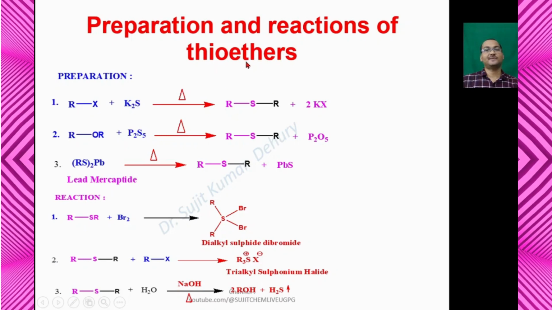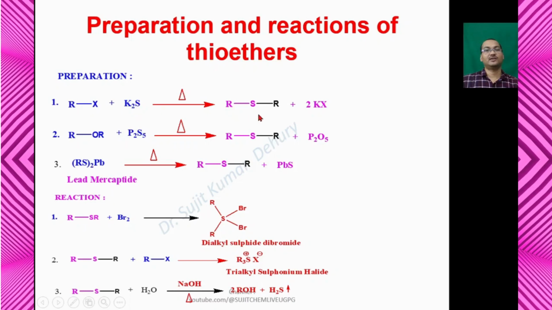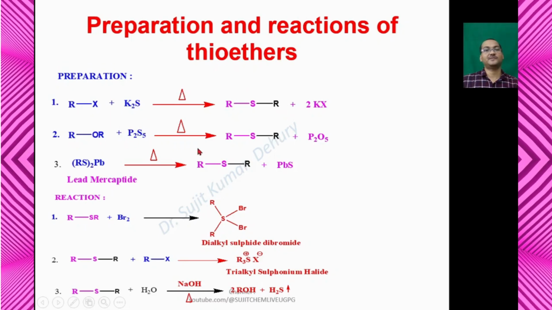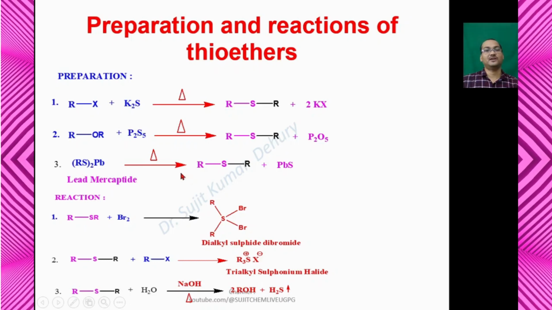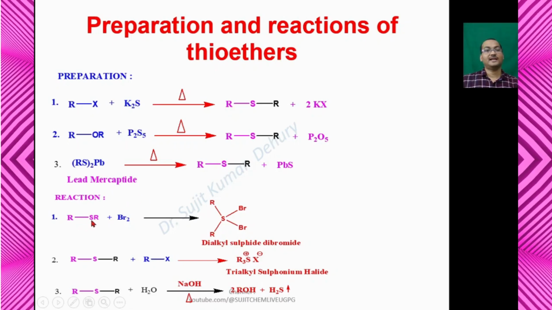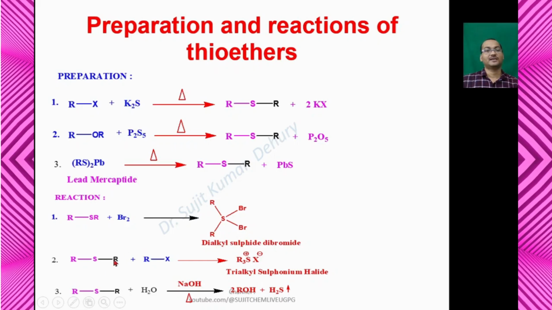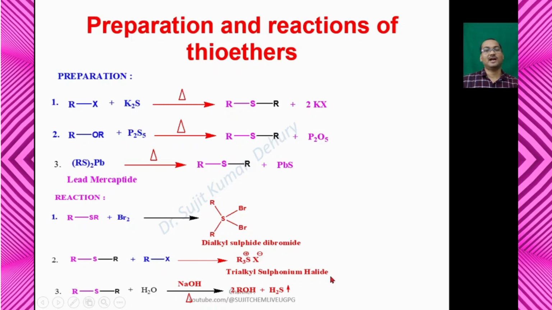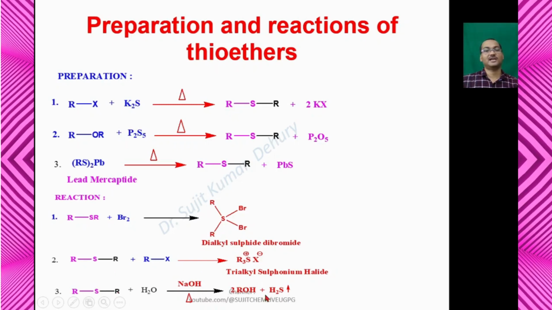Then preparation and reactions of thioethers. So if you start with alkyl halide and you react with K2S, you get RSR, thioethers. Similarly, ether can react with P2S5, giving rise to RSR, thioether. Similarly, (RS)2Pb, if you heat that, you get this thioether. Then reaction: RSR, thioether can react with bromine, giving rise to dialkyl sulfide dibromide. Similarly, thioether can react with alkyl halide, giving rise to trialkyl sulfonium halide. Similarly, thioethers can react with water and sodium hydroxide, giving rise to alcohol.